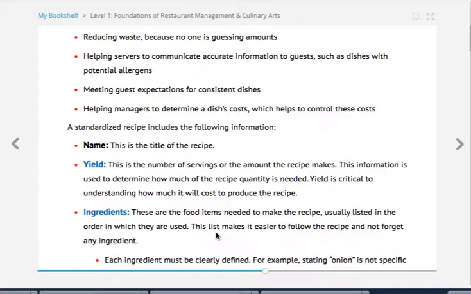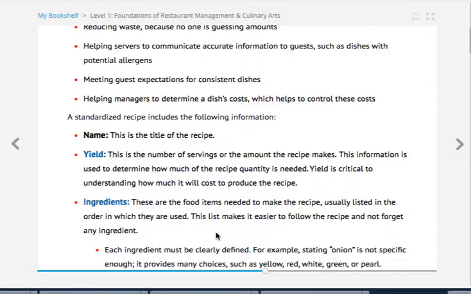So yield is really important in determining the amount that the recipe makes, for a lot of different reasons, which is why I asked you last week to jot down how many chickens you made and how many plates of vegetables you made, because that's going to help you when you do your costing for your pecan encrusted chicken. It also has your ingredients. What are the food items that you need to make this? And usually a good recipe will have them listed in the order that they're used. That makes it a lot easier to follow and make sure that you don't forget anything.